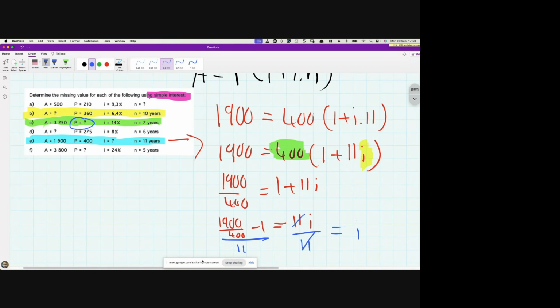And so whatever this is will be my answer. So if I go 1,900 over 400 minus 1, and then I divide that by 11, I get 0.3409. Now, as an interest rate, what does that actually mean? Well, this is the same as 34.09 over 100, or it's the same as saying 34.09%, and it's a per annum interest rate.